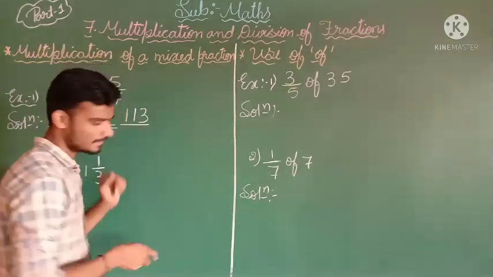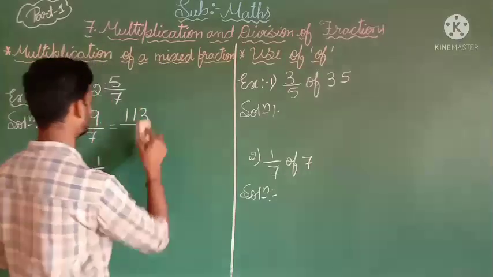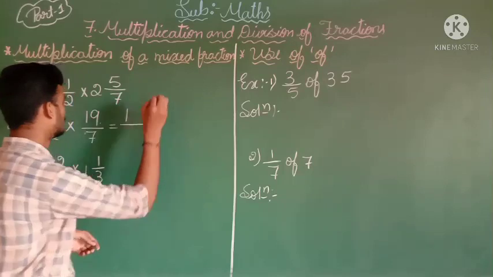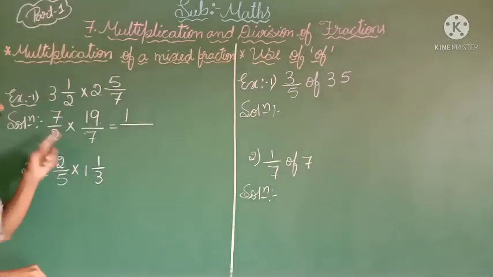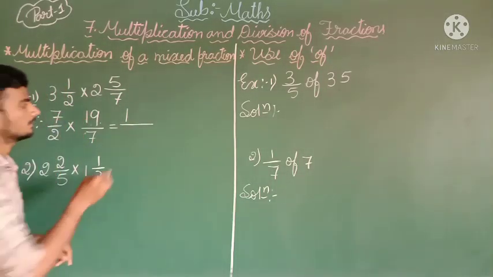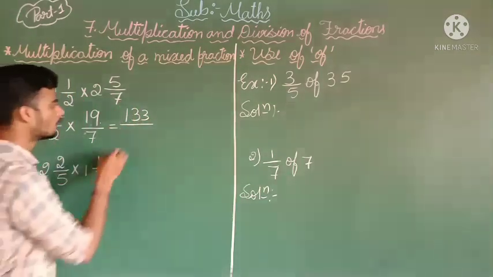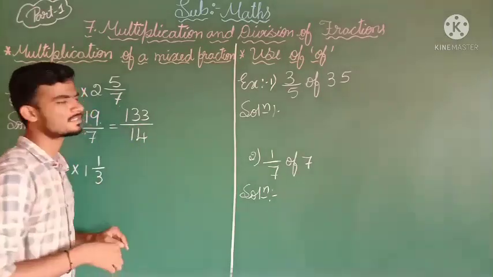Okay, sorry, 7 into 19, that is 133. Then 2 sevens are 14. Okay, this is our product.